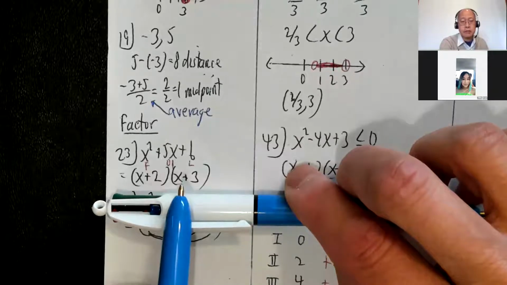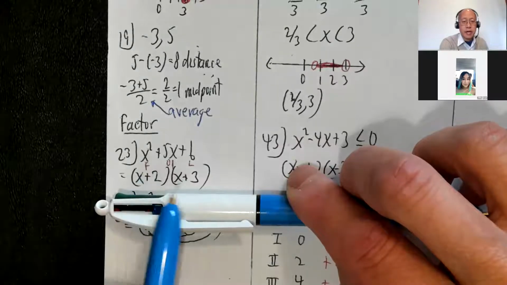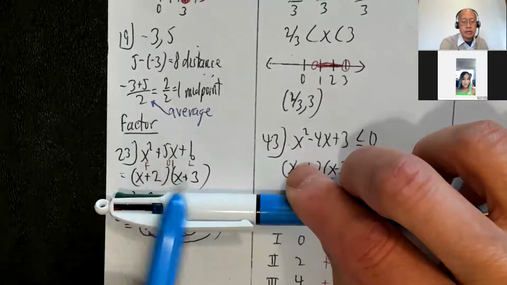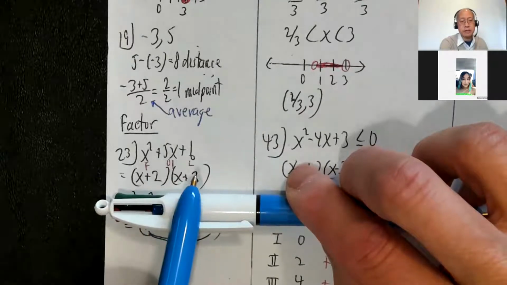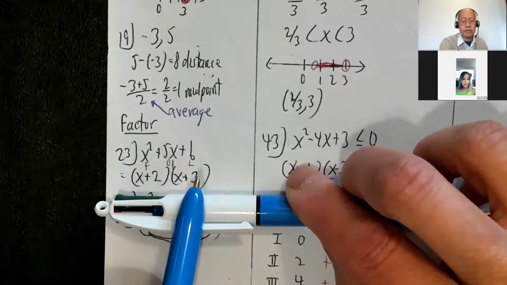And how do you check your answer by backing out? x times x, x squared. x times 3, 3x. 2 times x, 2x. 3x plus 2x makes 5x, and then 2 times 3 is 6. And yes, if you put the 3 here and the 2 here, that's the same thing. That's full credit.